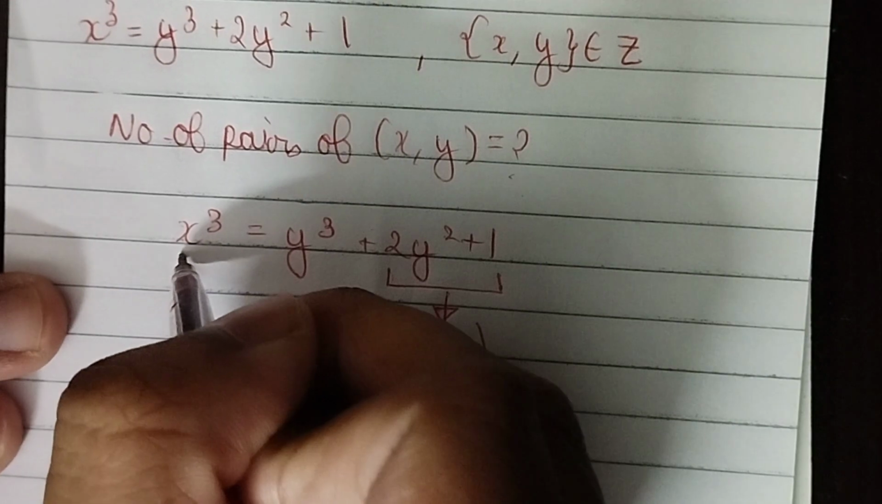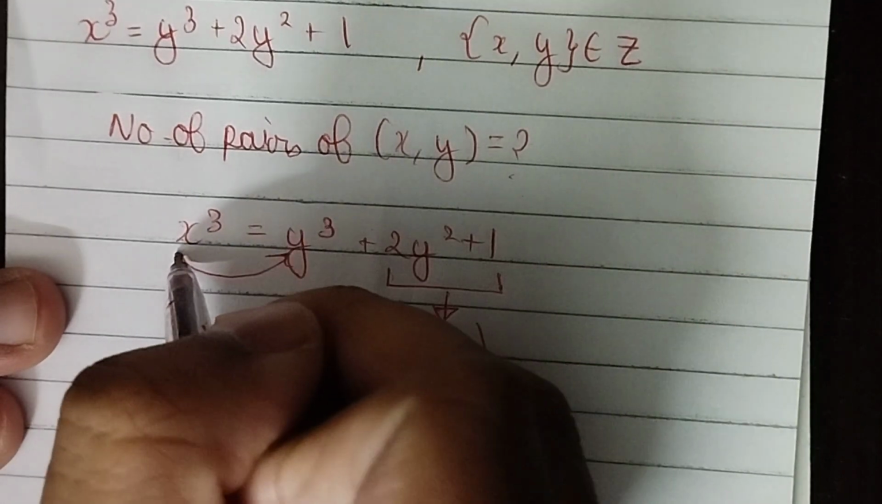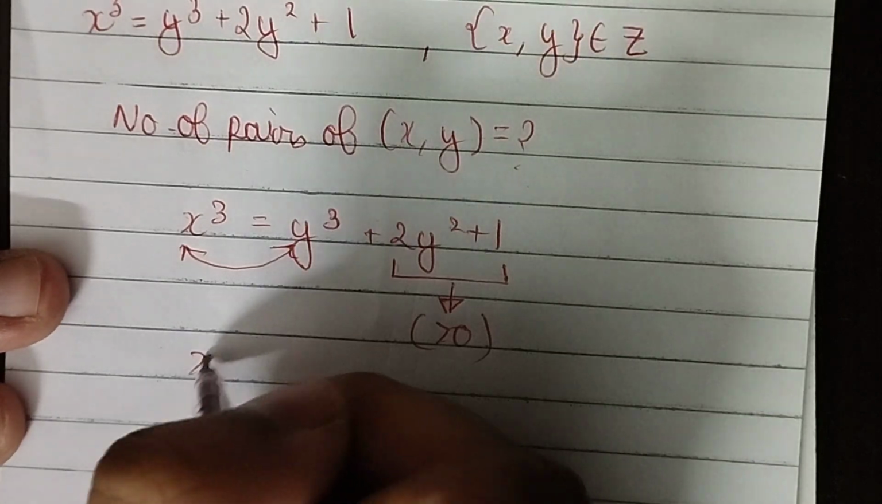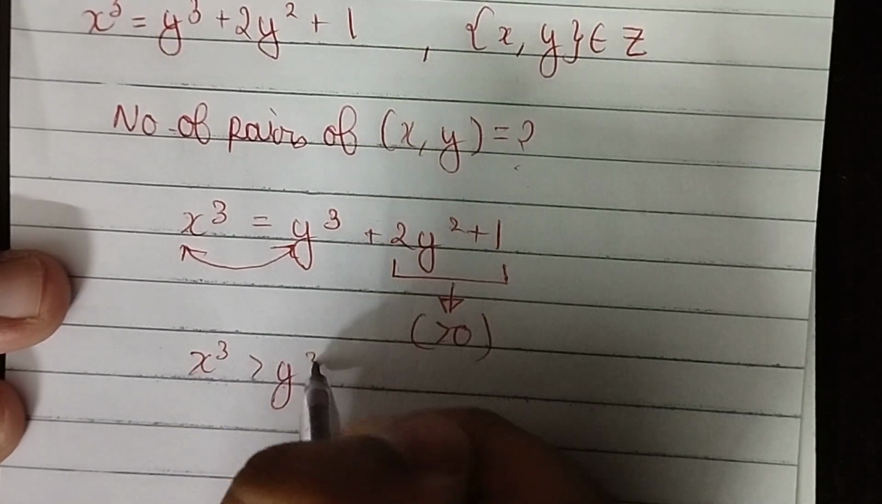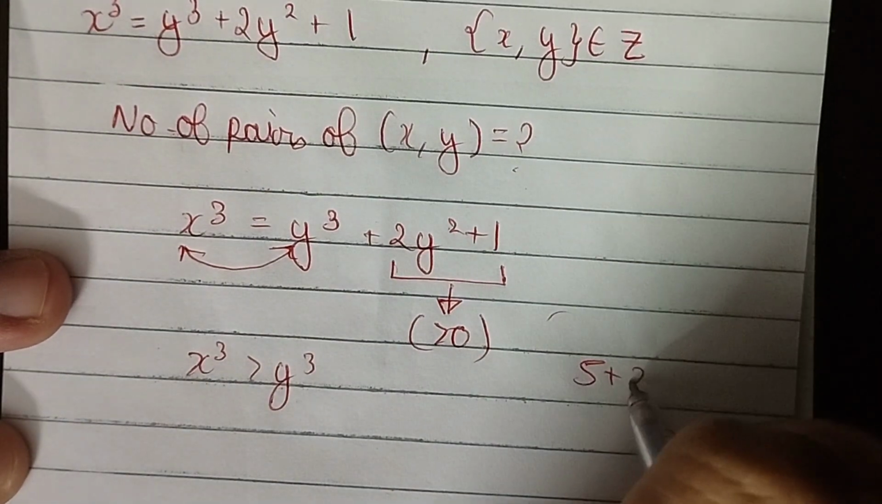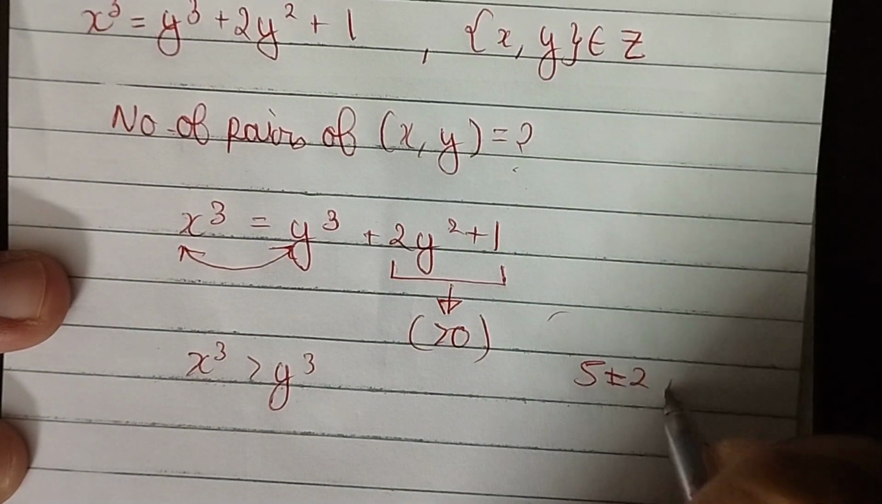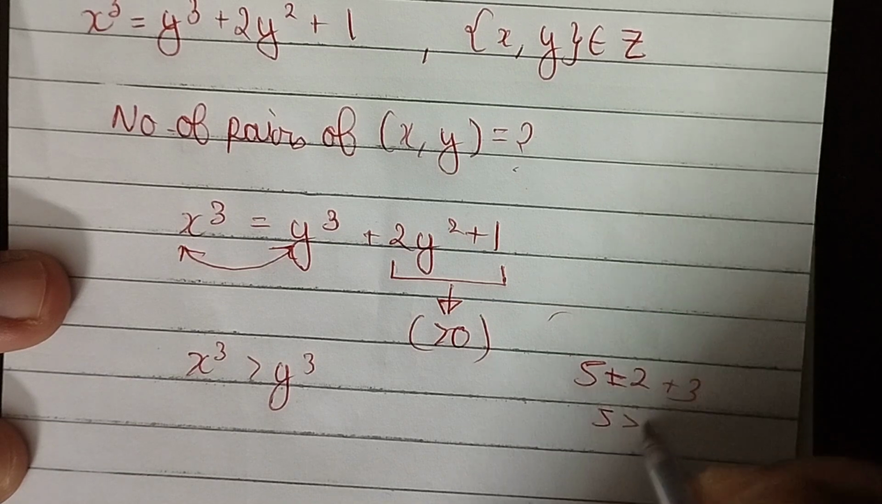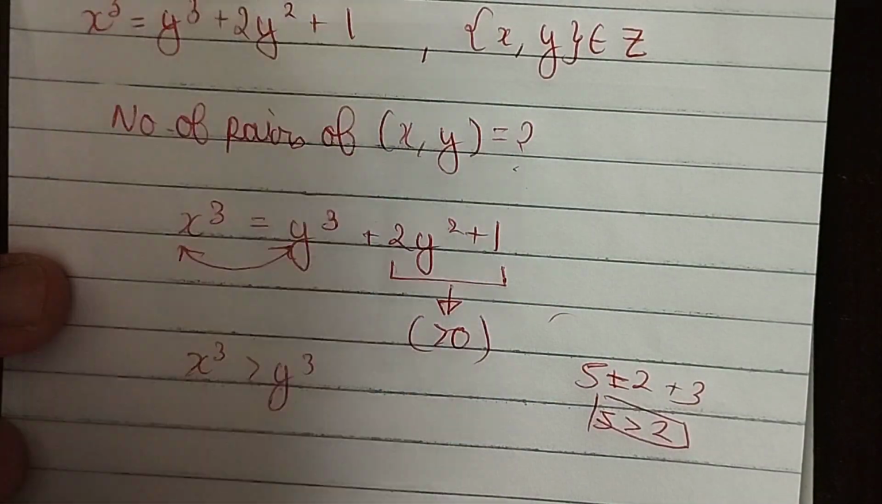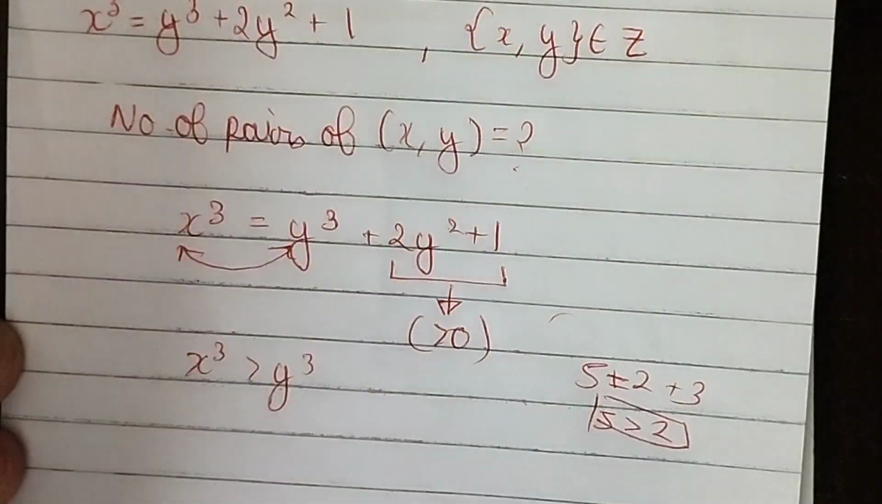So clearly we can make a relation with x cube and y cube. What can we say? I think you have already learned that x cube is greater than y cube. Why did I do this? Well, simply, for example, you take the example 5 is equal to 2 plus 3. You know that 5 is greater than 2. This is a fundamental theorem that everybody studies. So x cube is greater than y cube.